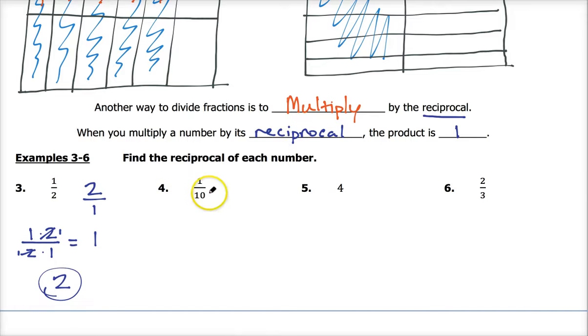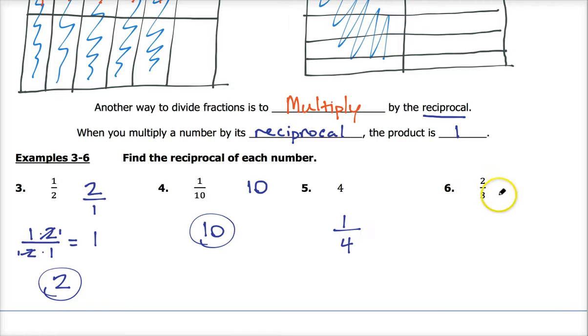The reciprocal of 1/10 is 10. 1/10 times 10 over 1 will also give you 1, just like 1/2 times 2 over 1 will give you 1. The reciprocal of 4 is 1/4. If we took 1/4 times 4, we would get an answer of 1.